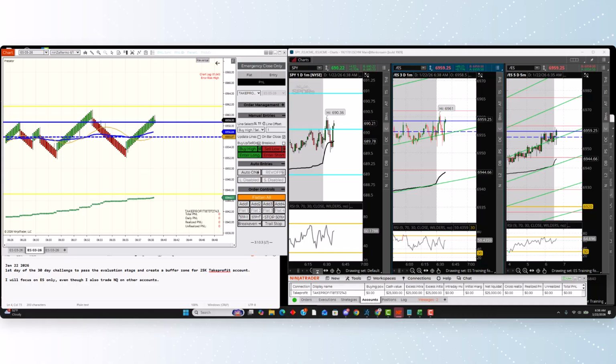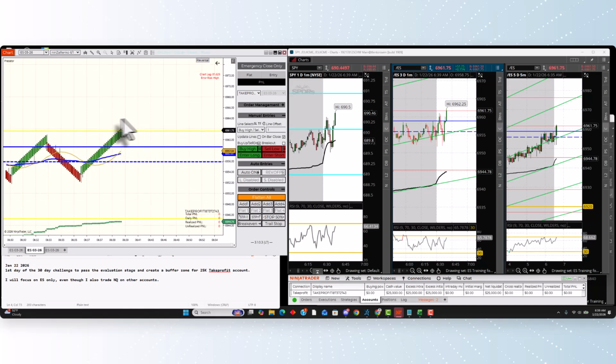And some people do use the highs and lows of the first 5 minute bar as kind of a direction. If it breaks above, they go long. If it breaks below, they go short. So again, everybody has their own system. Now it wants to break on the higher end. Let's see if it's going to break this level right there.